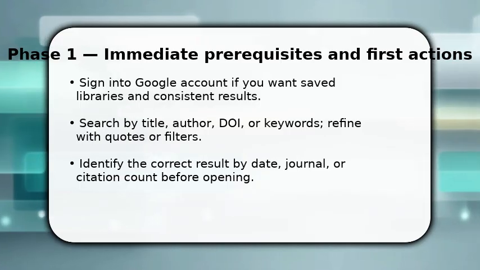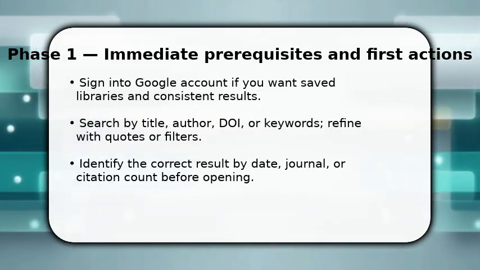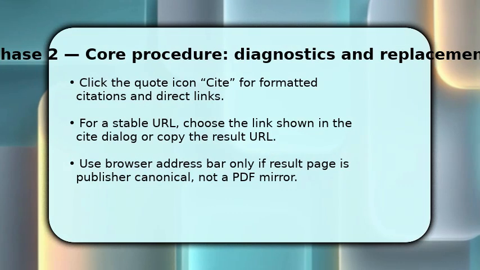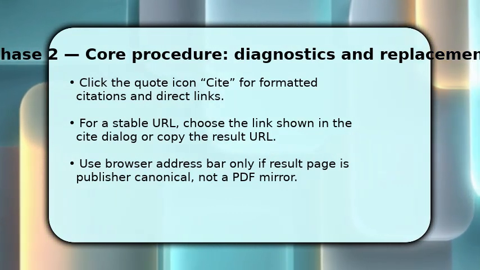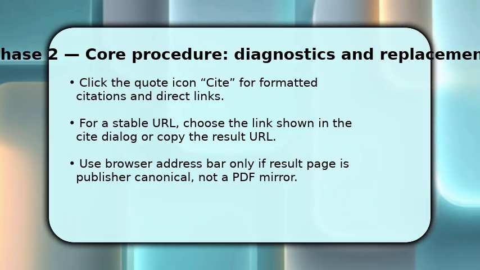Once you spot the right entry, don't click the PDF yet. Focus on the result row where the citation tools and share options live. This saves time and preserves the canonical link. Now click the quote icon labeled Cite on the result row. This opens a small dialog with formats and a direct link.